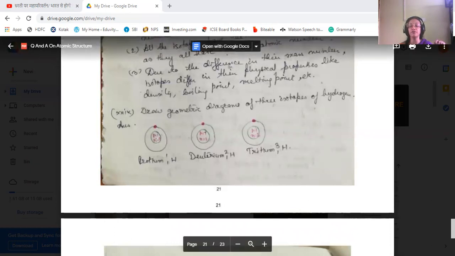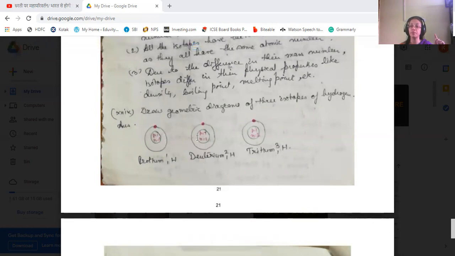This is because the number of neutrons in the first case, protium, is 0, in the second case it is 1, and in the third case it is 2.